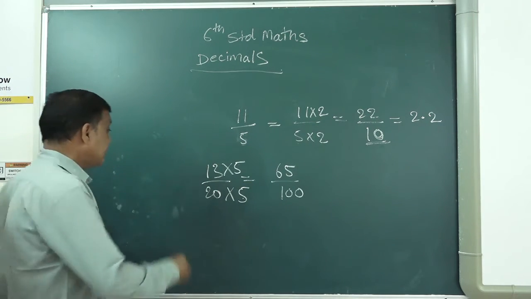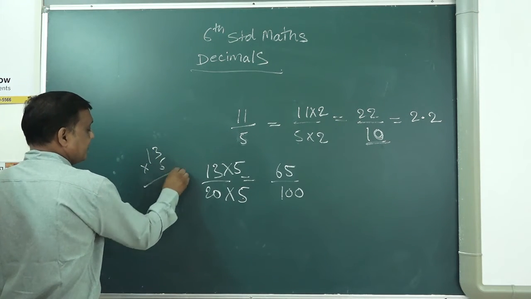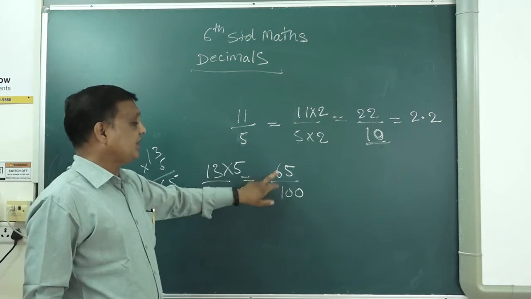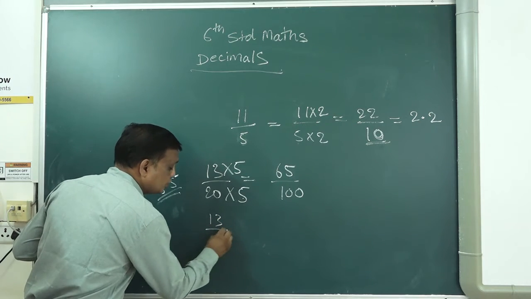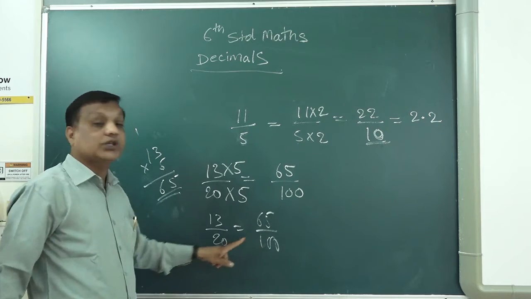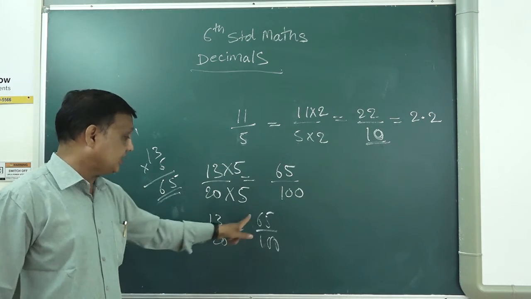If you don't know the table, you can multiply on the side. 5 times 3 is 15, carry 1, 5 times 1 is 5 plus 1, 65. So this is 65 upon 100. Now this fraction 13 upon 20 is equal to 65 upon 100. These both are equivalent fractions, as we learned in an earlier chapter.